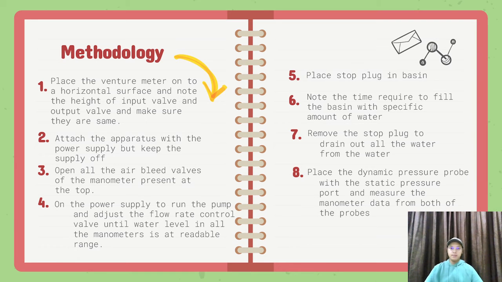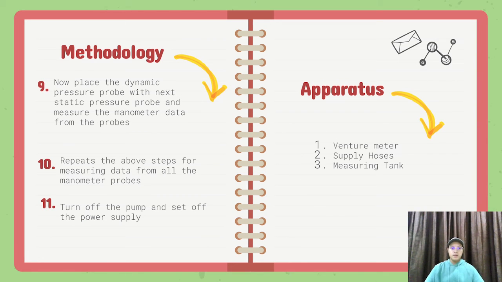Next, place the stop plug in the basin. Note the time required to fill the basin with a specific amount of water, and remove the stop plug to drain all the water from the basin. Place the dynamic pressure probe with the static pressure port and measure the manometer data from both of the probes. Now we have to place the dynamic pressure probe with the next static pressure probe and measure the manometer data from the probes. Repeat the above step for measuring data from all the manometer probes. Turn off the pump and switch off the power supply. For the apparatus in this experiment, we are using a venturi-meter, supply hoses, and a measuring tank.